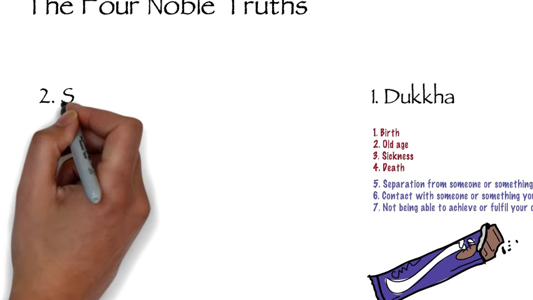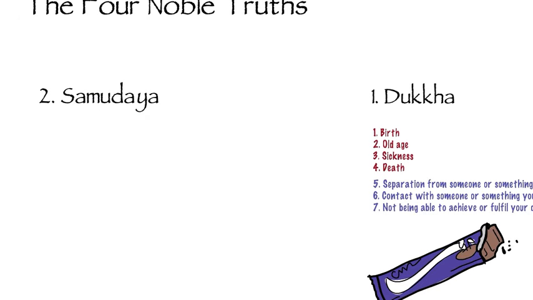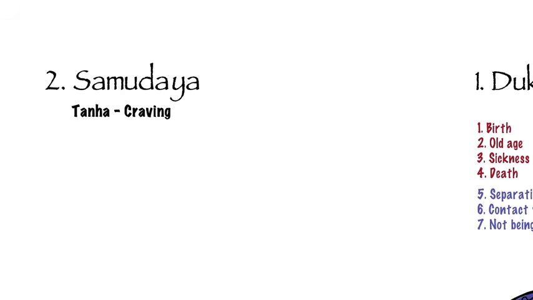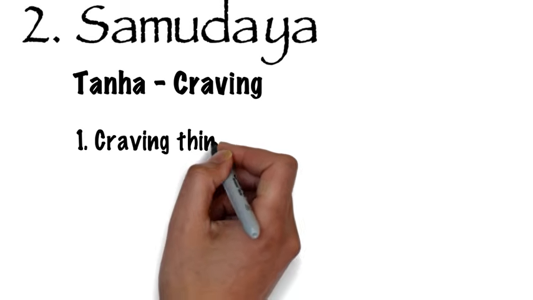The second noble truth is called samudaya, and this deals with the root cause of dukkha. Buddhists believe that we must understand why people suffer if suffering is to be reduced. According to the Buddha, the root cause of suffering is something called tanha, or craving. We suffer because we want and desire things. The Buddha said that there are three main types of craving.